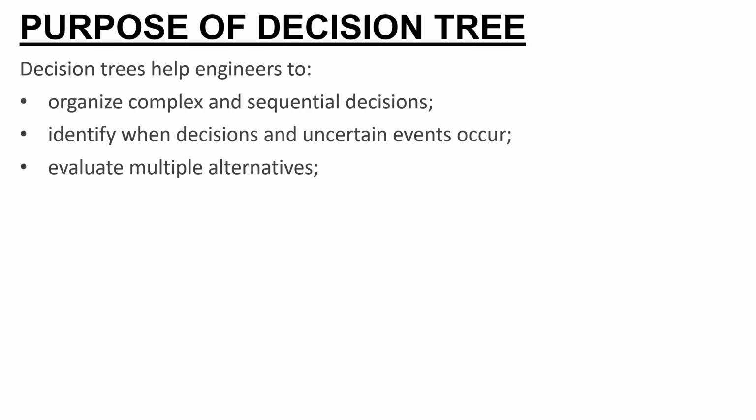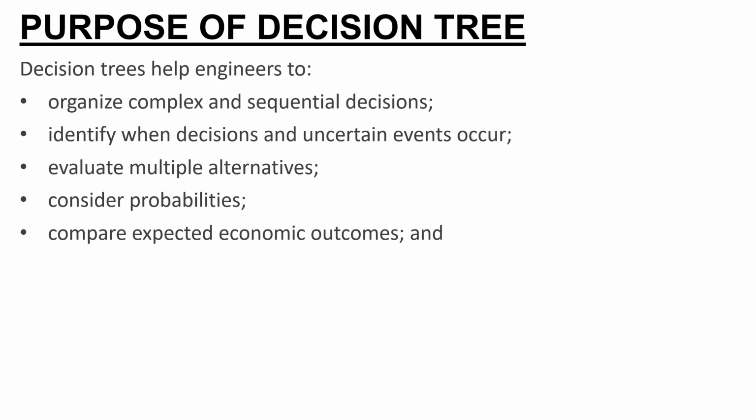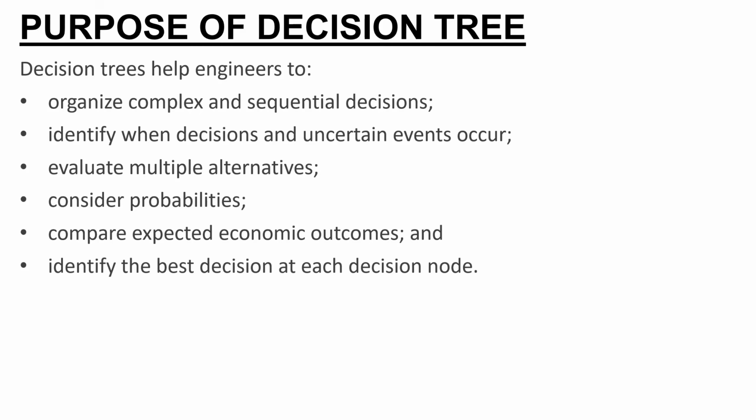You can evaluate multiple alternatives with a decision tree. There will be several alternatives in a decision tree, and you can evaluate these. You also consider probabilities because, again, the possible scenarios or outcomes in projects are uncertain. And then we compare expected economic outcomes in each scenario and identify the best decision at each decision node.